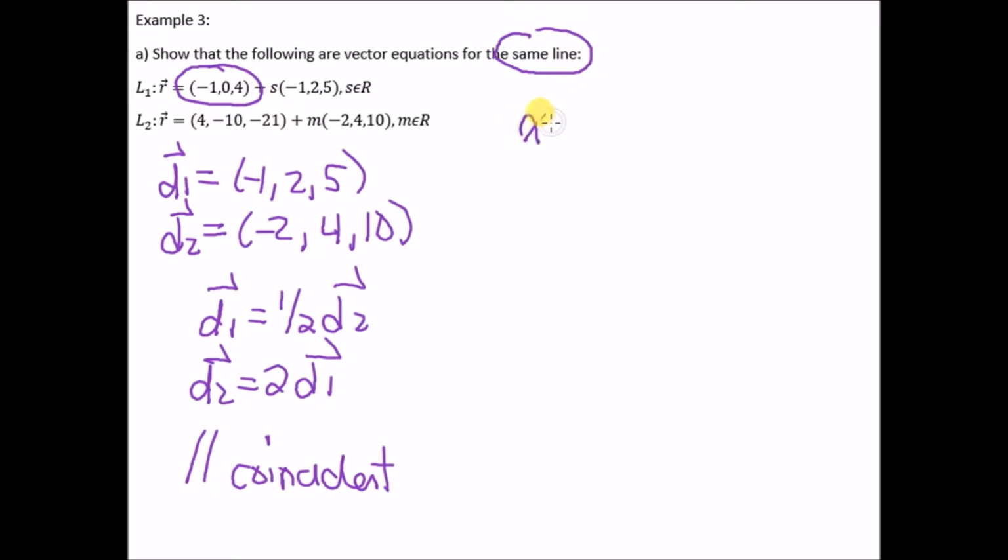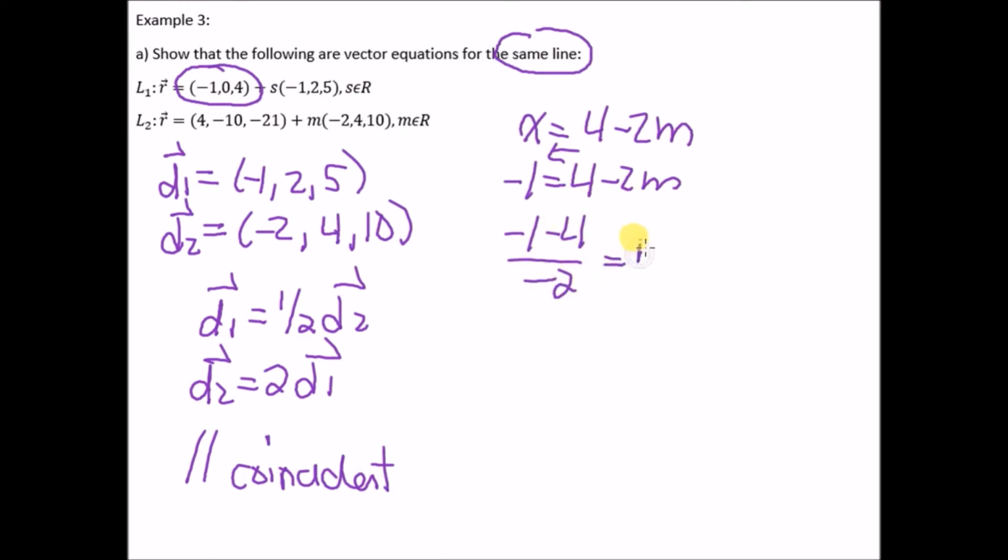So if we had x equals 4 minus 2m, what we're going to do is sub in that negative 1, 4 minus 2m, bring that over, negative 1 minus 4, and then divide out that negative 2. I get 5 over 2 equals m. So if I sub in this negative 1 into the x parametric equation of L2, it's going to give me 5 over 2 for the parameter m.